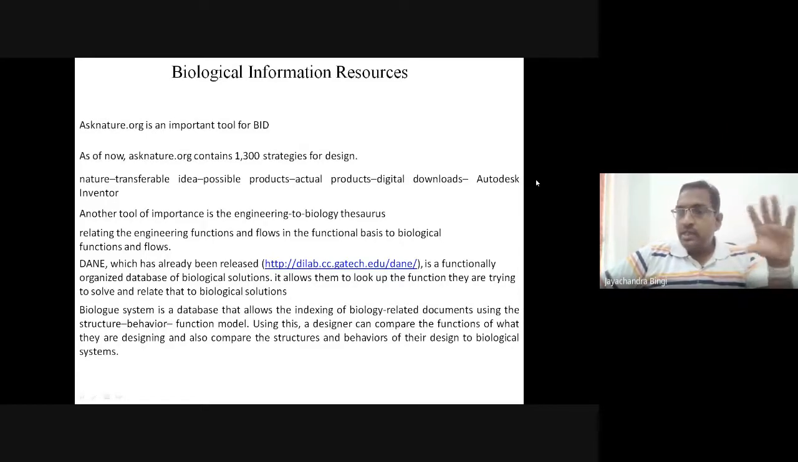Once the methodology is over, the second module will be over. Then in the third module, I will introduce different perspectives. That means how nature has control systems, how nature is a sensor, how you have to look at nature as robotics. So these things I will introduce slowly.